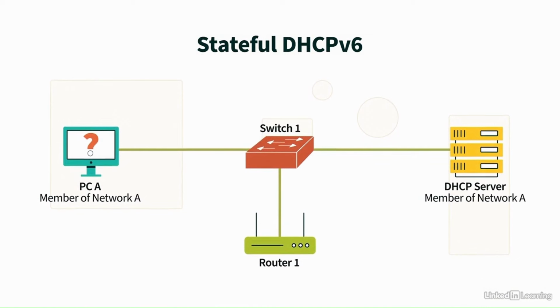Now, this discussion was about DHCP for IP version 4. However, we do have DHCP for IP version 6, and those DHCPv6 servers can provide IPv6 information to our network devices. And these DHCPv6 servers work in a couple of different ways. We have stateful DHCPv6 servers and stateless DHCPv6 servers. First, let's take a look at the stateful servers.